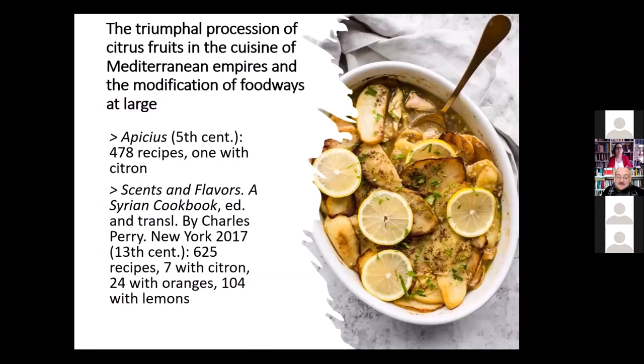And here again, we have another dimension of a vertical impact of a global entanglement. Once these fruits were available in greater quantities, they very much modified foodways at large in the Arab Persian cuisine. So if we compare Apicius, where we have one recipe with citron, in one of the most popular medieval cookbooks of Syria from the 13th century, we have 7 recipes with citron, 24 with oranges and 104 with lemons. So this is also an aspect we have to take into consideration.